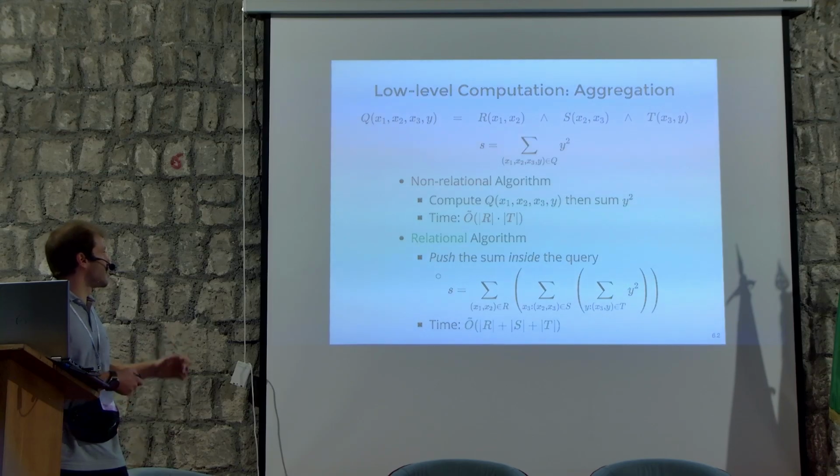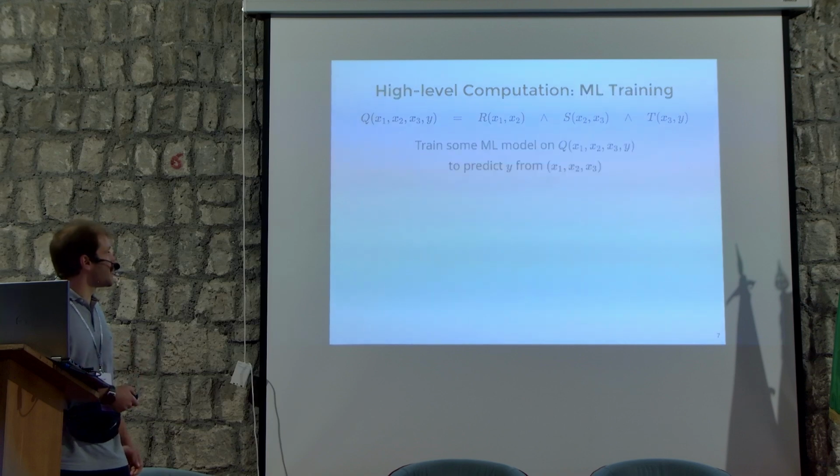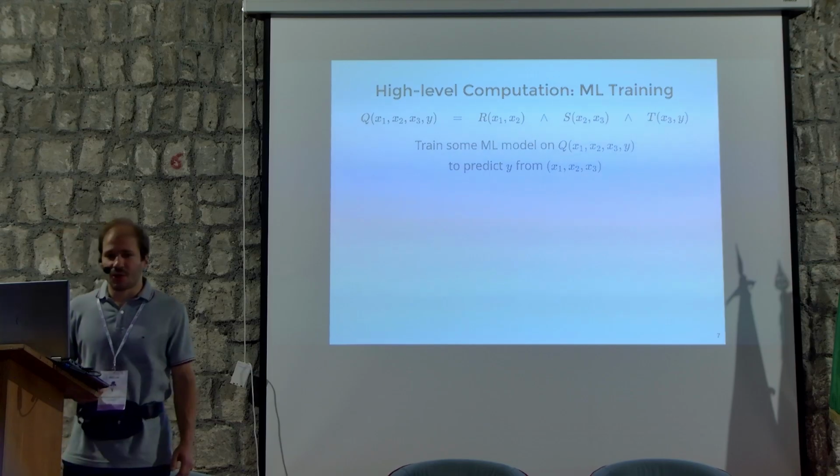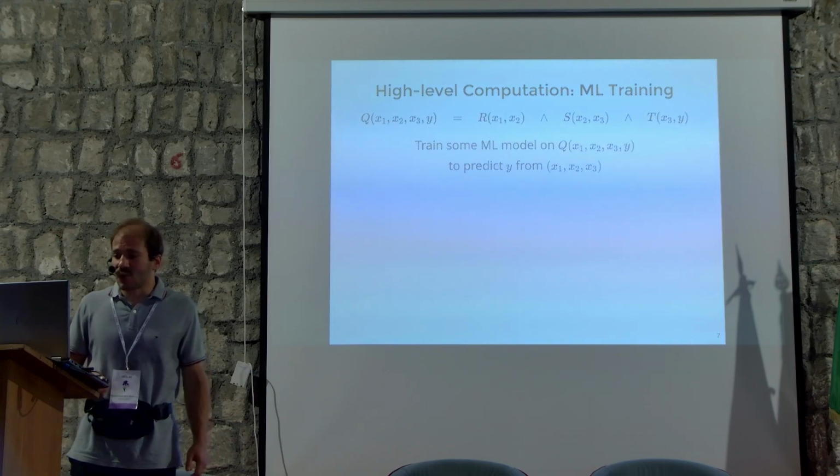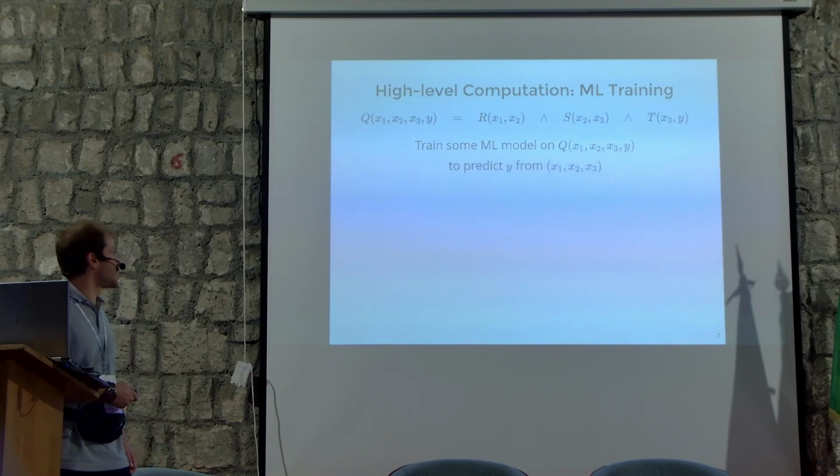Now, this is an example of some low-level computation. It's just an aggregation. But more interestingly, we are interested in higher-level computations like running a machine learning algorithm. For example, we could be asked to train some machine learning model on the output of this query, where we want to learn to predict y from x1, x2, x3.